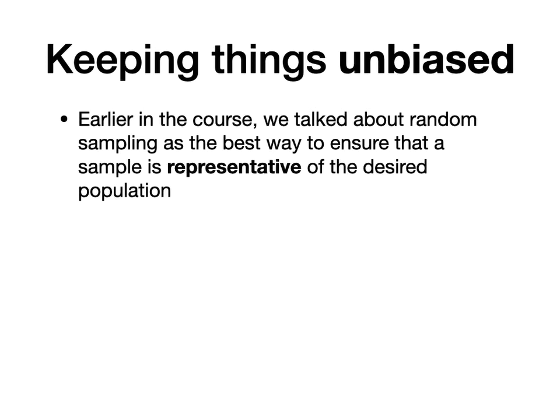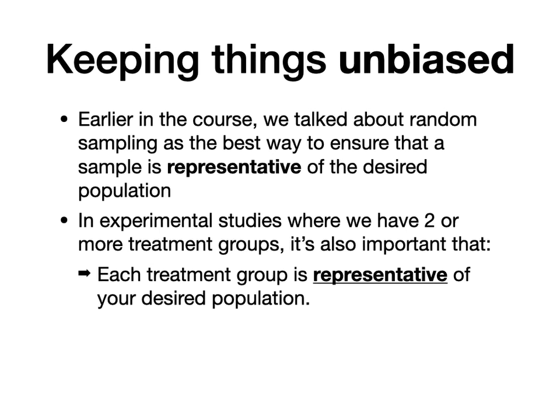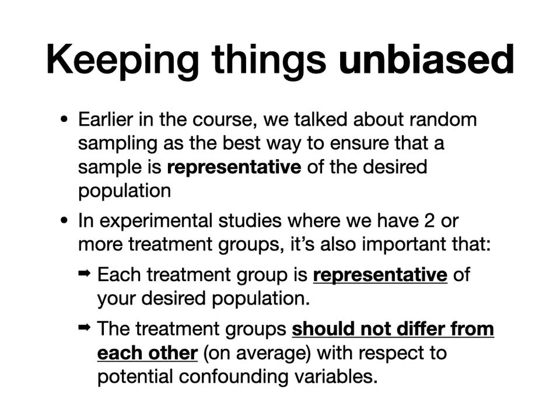It all has to do with this idea of keeping things random and representative. So earlier in the course, we talked about random sampling as the best way to ensure that a sample is representative of the desired population. In experiments where we have 2 or more treatment groups, it's also important to make sure that each treatment group is representative of your desired population, and the treatment groups should not differ from each other on average with respect to potential confounding variables.